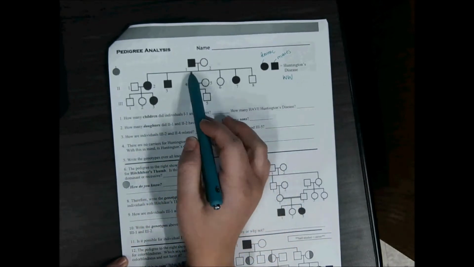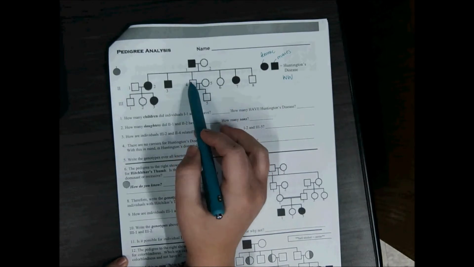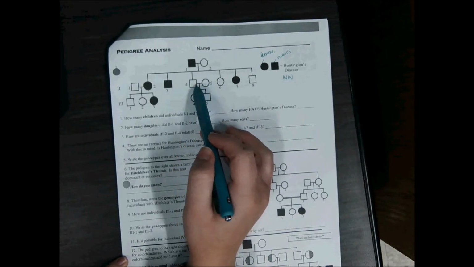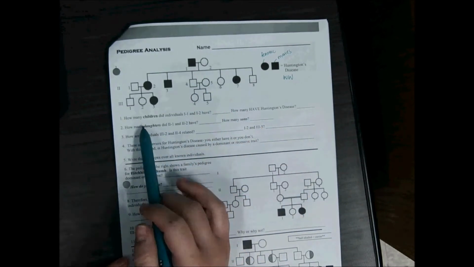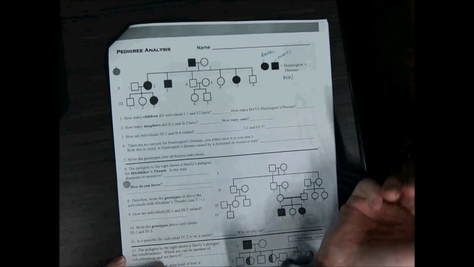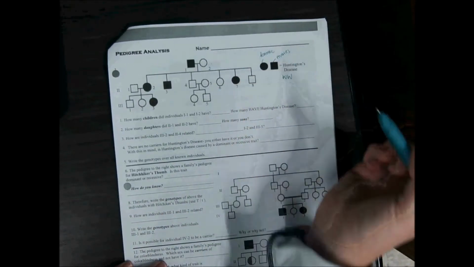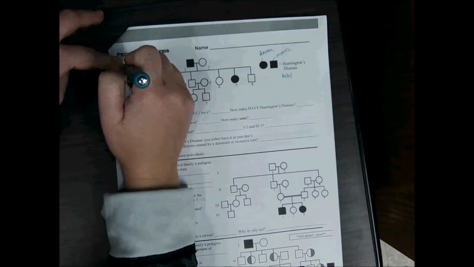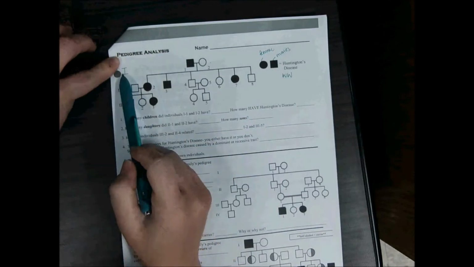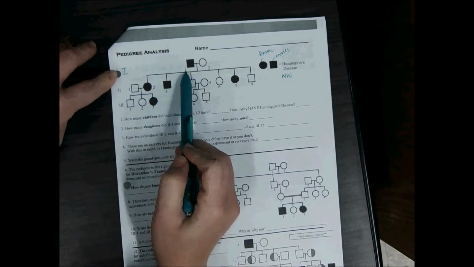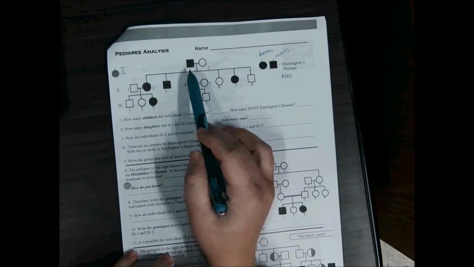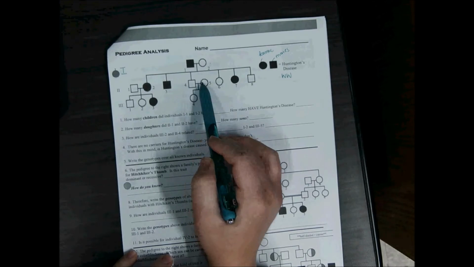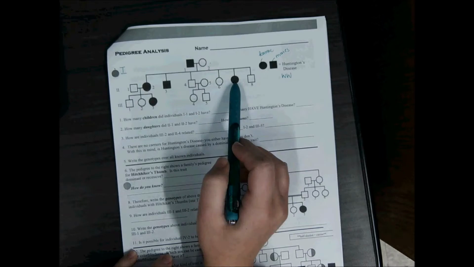Children are shown by lines branching down. Marriages are shown by lines branching across. So, for example, how many children did individuals 1-1 and 1-2 have? We're counting these by the Roman numerals on the side. That's generation 1, person 1, married person 2. They had one child. They have one direct line. Here, that was married. They have 3 more, 5, 6 total offspring.